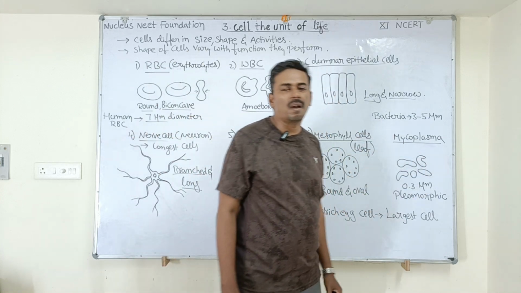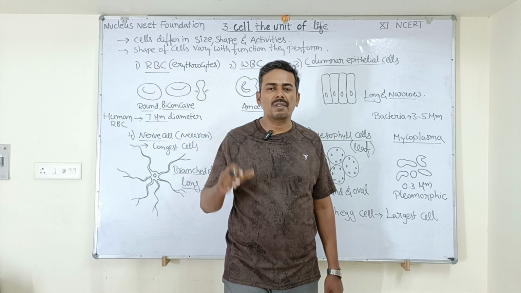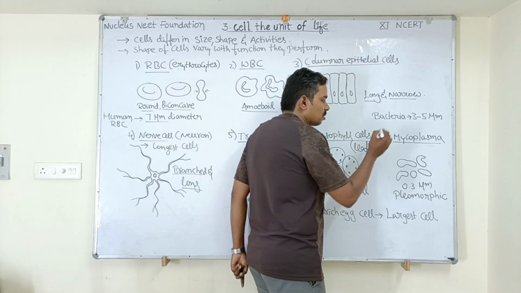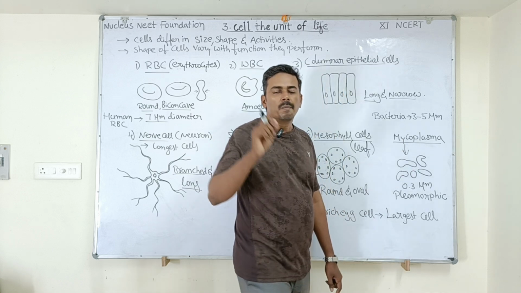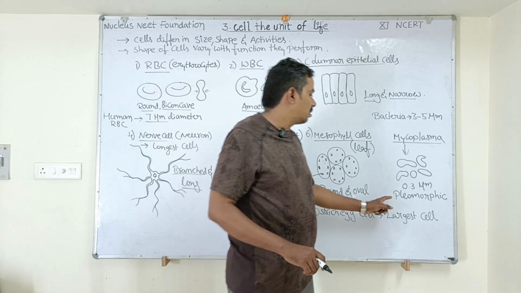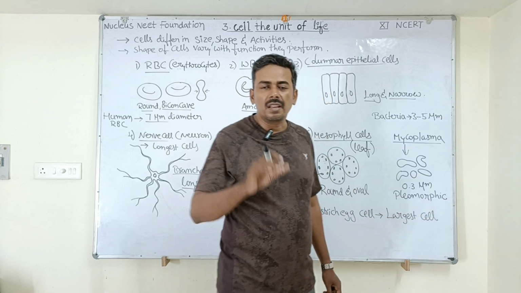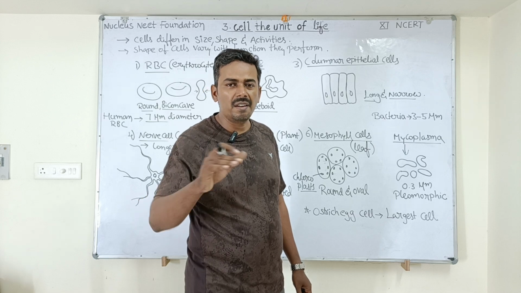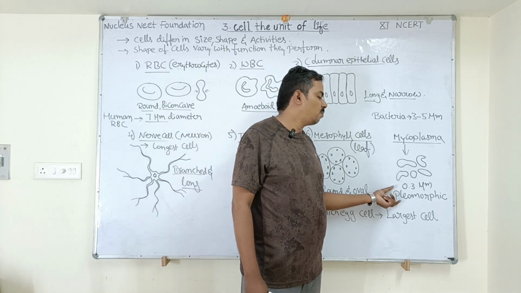Next, mycoplasma. Mycoplasma are the smallest living cells in the entire living world. They are also a kind of bacteria, smallest cells and smallest bacteria. They don't have any particular shape. Such type of organisms are called pleomorphic organisms. They constantly keep on changing their shapes. They occur in different shapes. Okay, so that's why they are considered as pleomorphic.